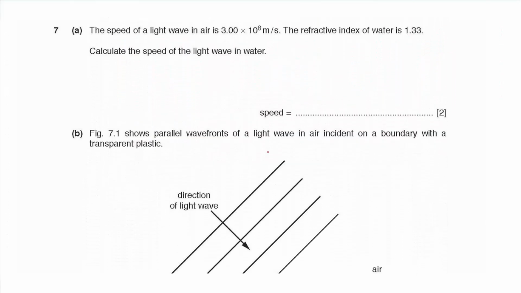Question 7a says the speed of a light wave in air is 3.00 times 10 to the power of 8. The refractive index of water is 1.33. Calculate the speed of light wave in water. So the refractive index is equal to the speed in air divided by the speed in the medium. So 1.33 is equal to 3 times 10 to the power of 8 divided by the unknown velocity. We replace these two and divide 3 times 10 to the power of 8 over 1.33.